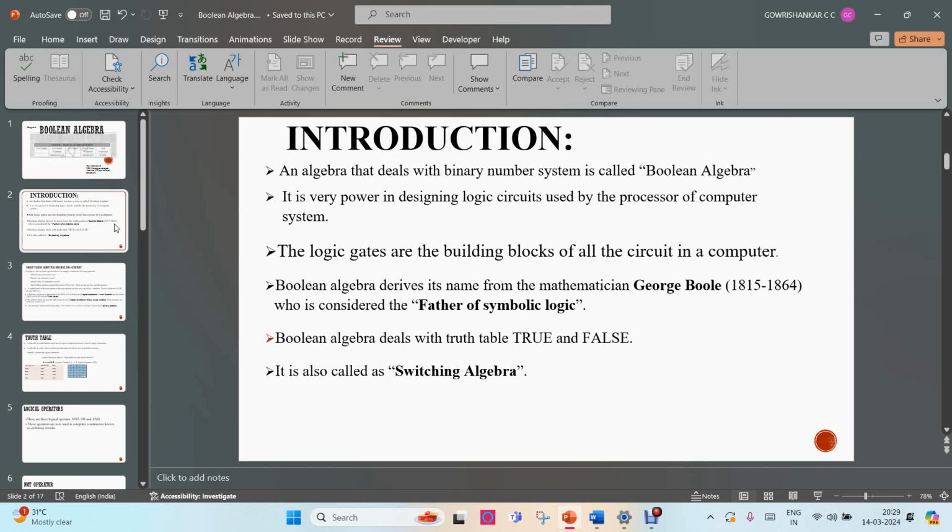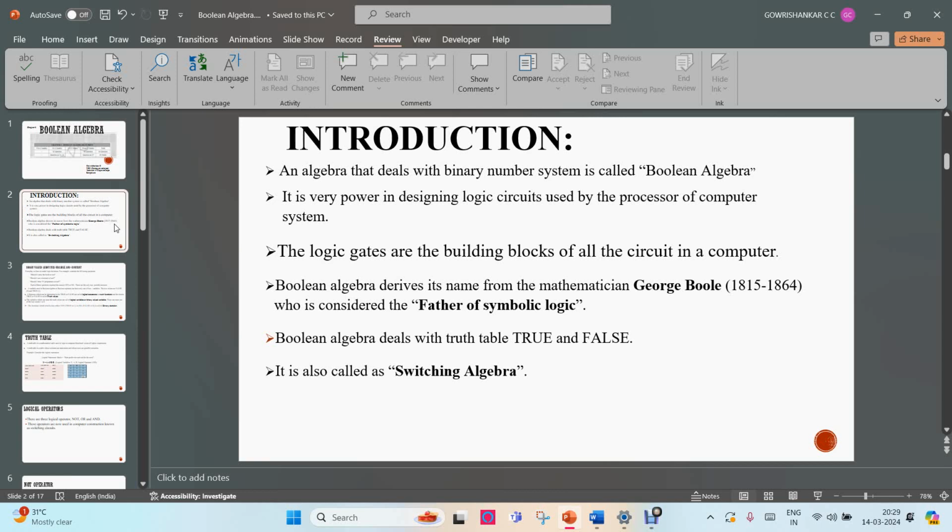Boolean algebra deals with binary numbers. An algebra that deals with the binary number system is called Boolean algebra. I think you know about algebra. Algebra that deals with binary numbers, meaning 0 and 1, is called Boolean algebra.